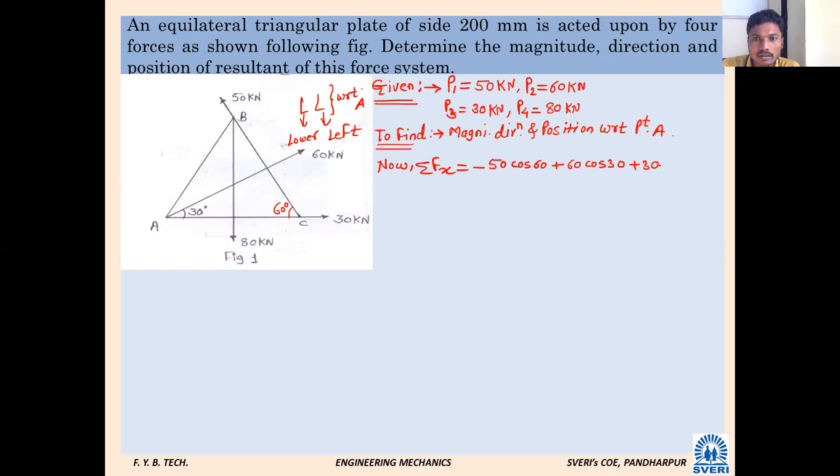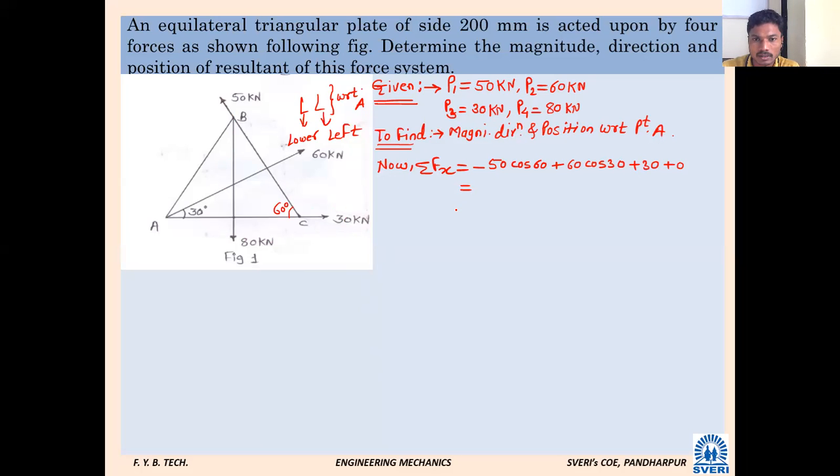Next 80 kilonewton. It is a vertically downward force. Its x component will be zero. It is a vertical force, 80 kilonewton, so its x component is zero. Where is the question of minus? Who told minus? We have seen it is a vertically downward force. For vertical force, x component is zero. For horizontal force, y component is zero.